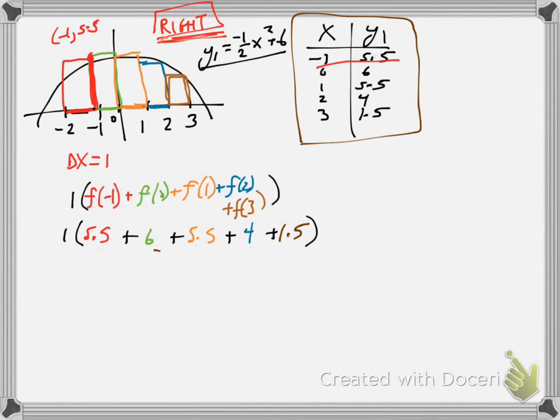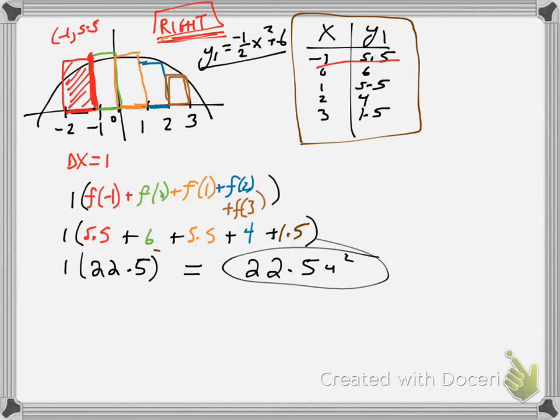So base times height is the area of a rectangle. So that much space is 5.5 times 1, or 5.5. Likewise for the green, likewise for the orange, and so on. So when you add these all together, what you will get is 22.5. That's the sum of all the heights times the base, which is 1. And you'll get an area of 22.5 square units. A different approximation gives you a different estimate, a different value, because of course our shape looks slightly different.